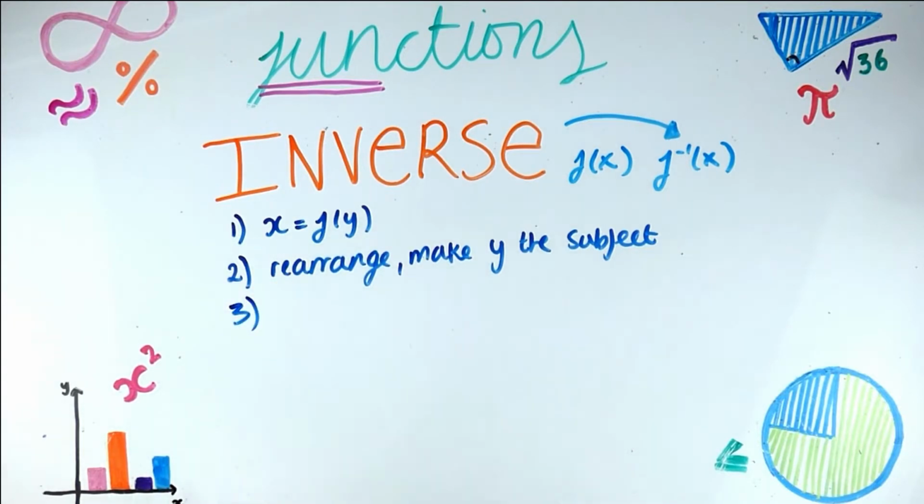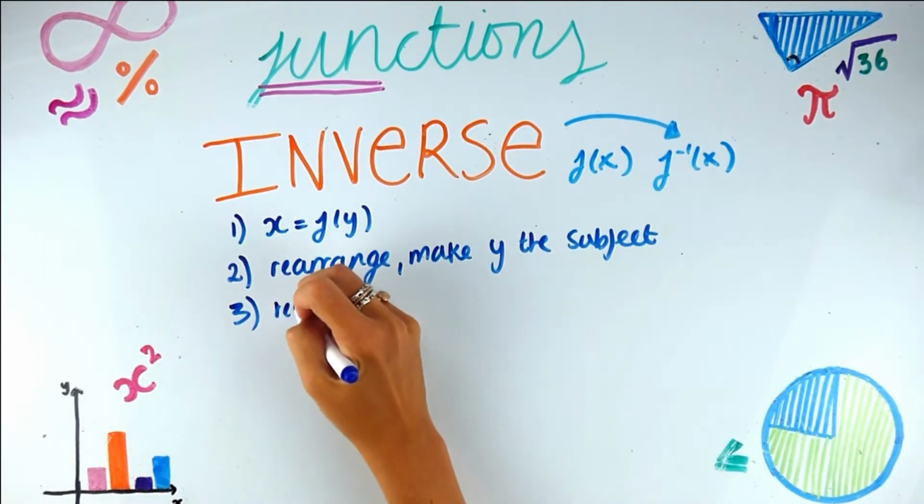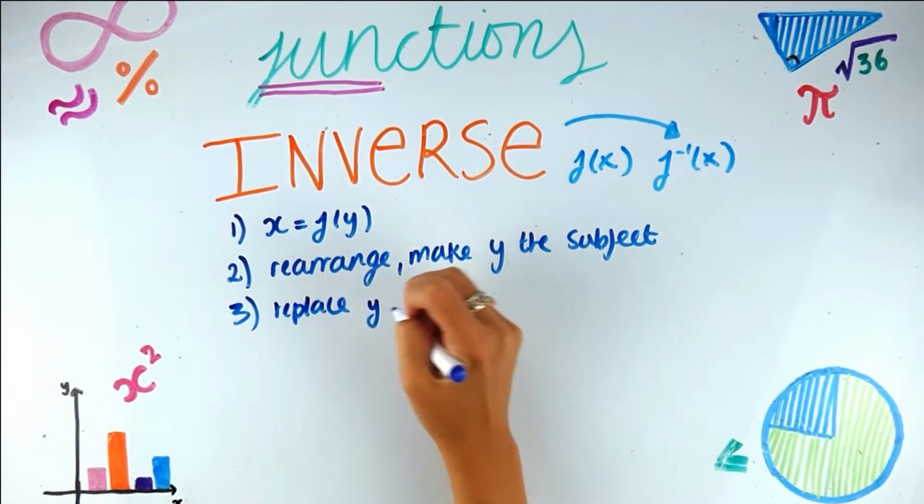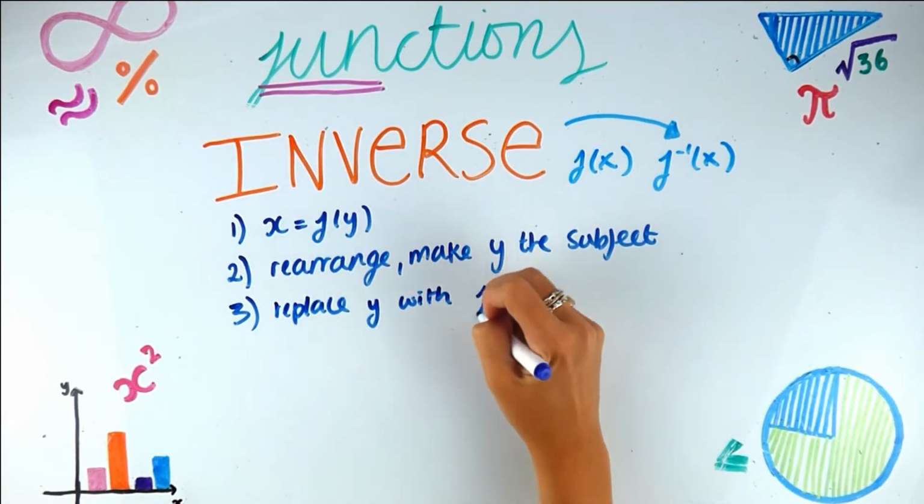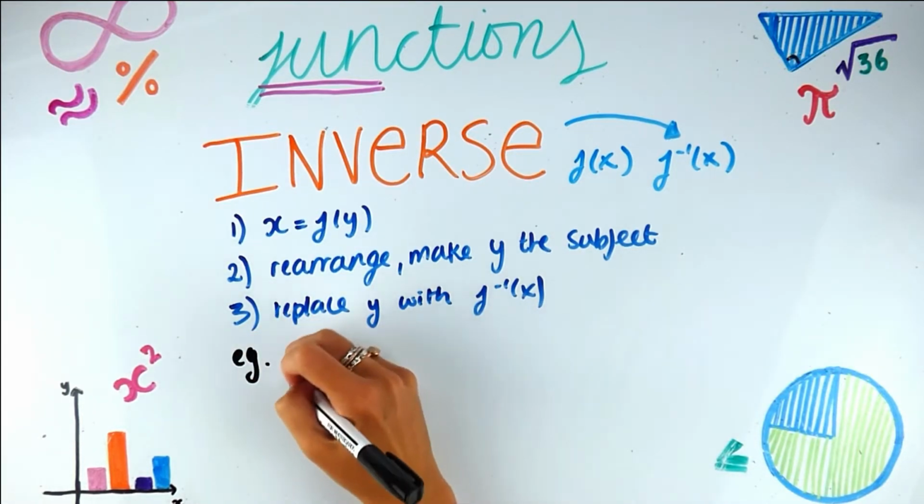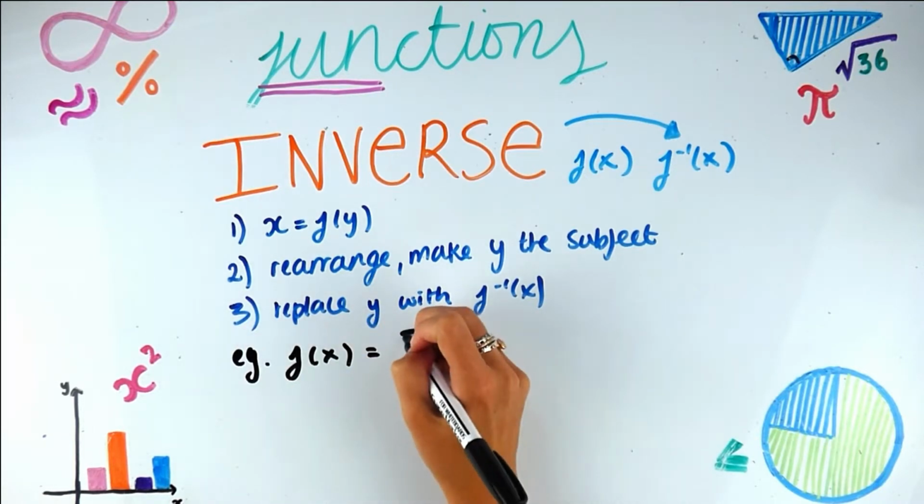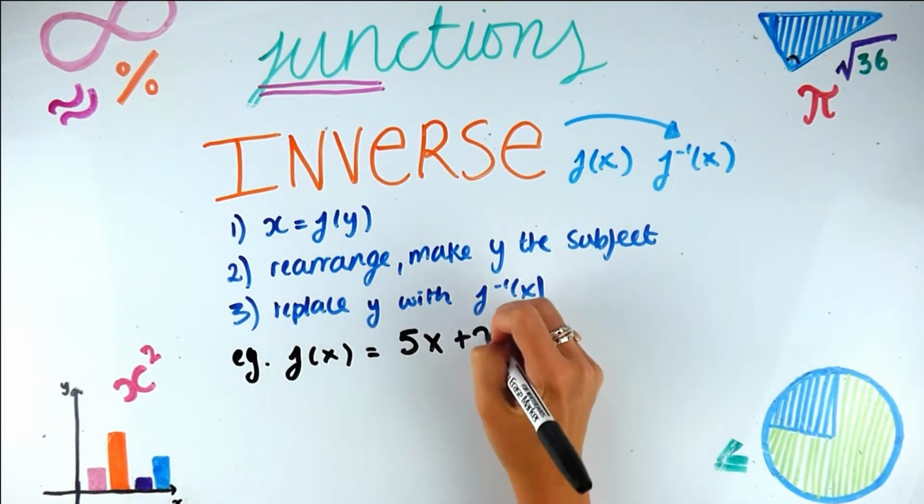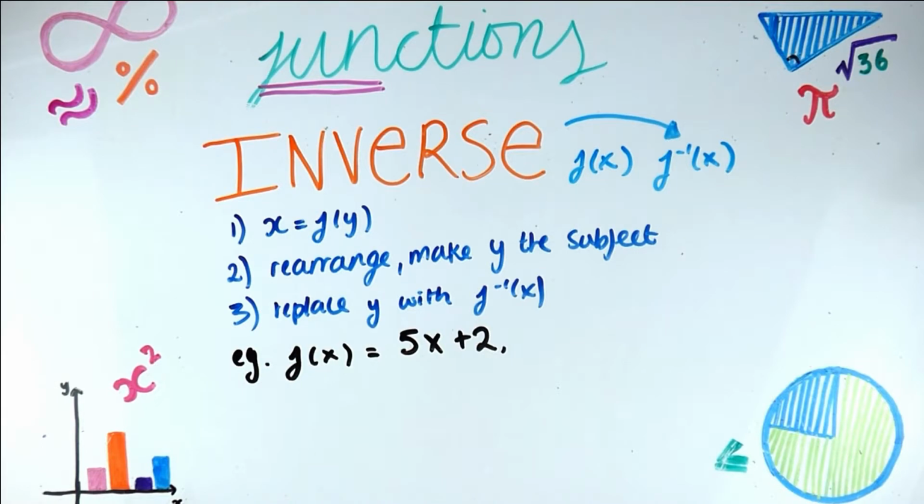And then the final step is, when y is the subject, replace y with f to the minus 1 of x. Okay, it's probably easier to practice this in an example, so then you'll see what's going on. So here we have our example. I'm going to take the function f of x equals 5x plus 2. And I want the inverse.